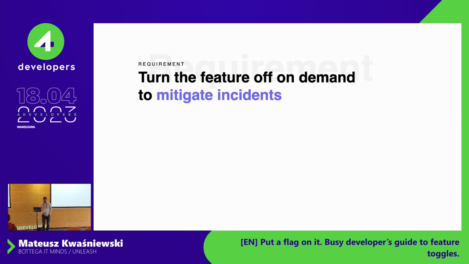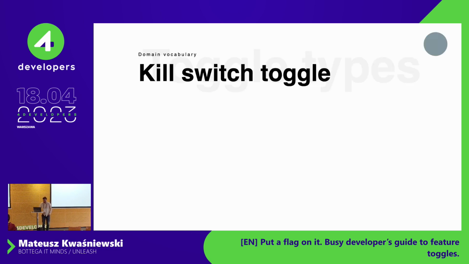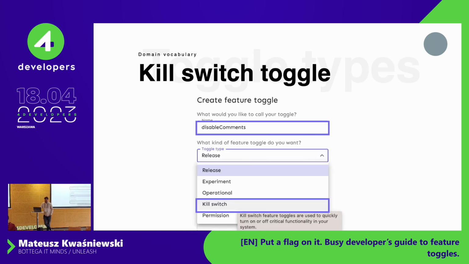And it sounds like a job for a toggle, a very specialized toggle that we know as a kill switch. So, disable comments kill switch. It's almost the same as operational, but usually the kill switch toggle lives much longer. And you can think of a kill switch as the inverted feature flag. So most of the time it's off. When you turn it on, you kill the feature.